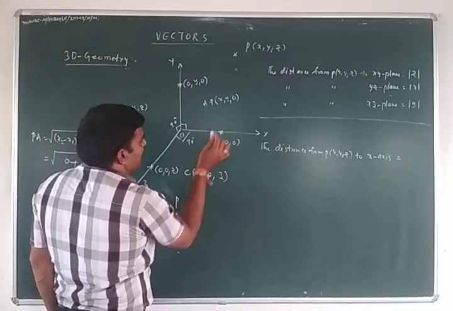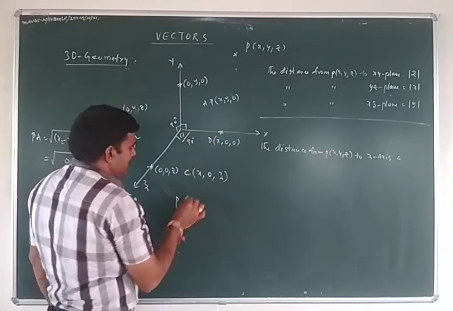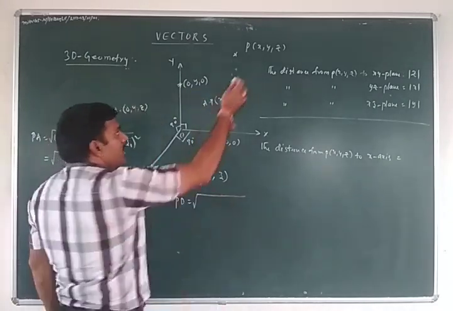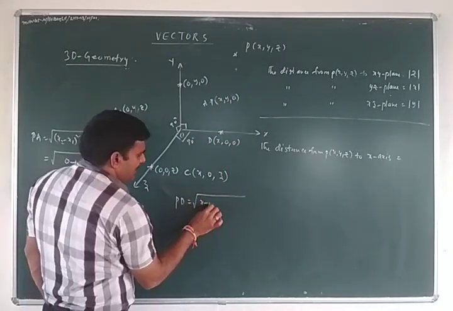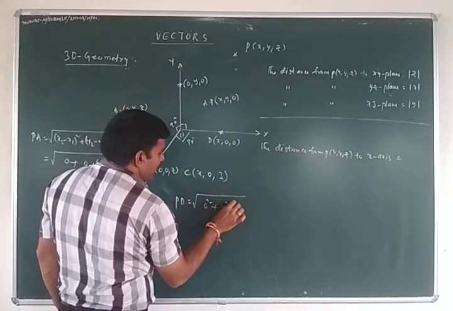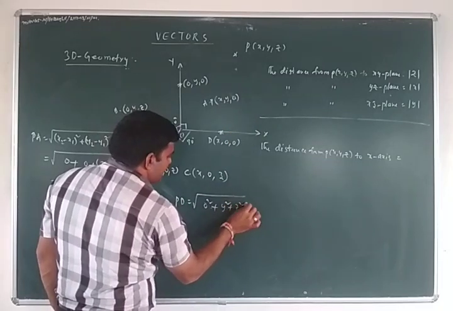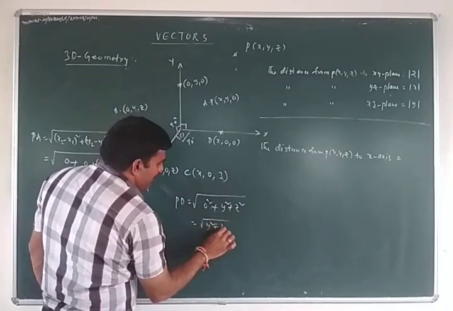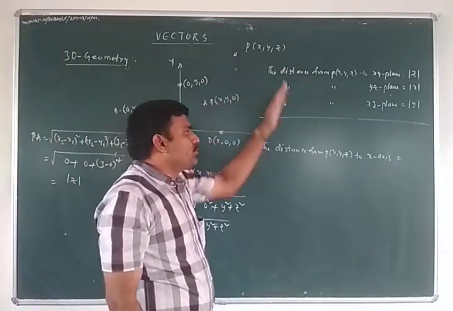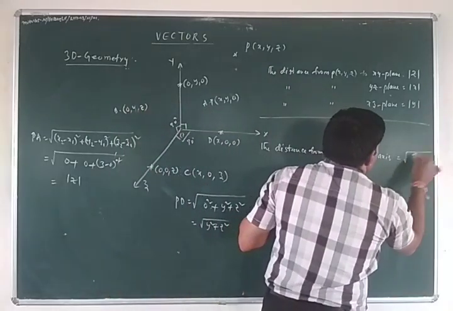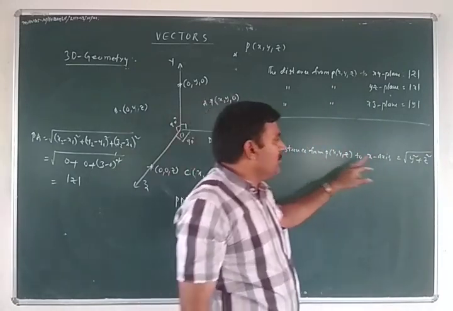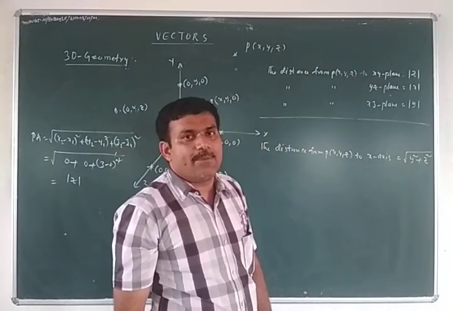Giving this point the name D, PD is the distance from P to D, which is under root of (x minus x) whole square, that is 0 square, plus (y minus 0) whole square, y square, plus (z minus 0) whole square, z square. So it is under root y square plus z square. Therefore the distance from the space point (x, y, z) to the x axis is under root y square plus z square. The formula is very important.